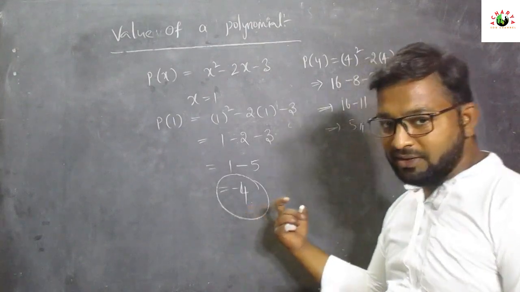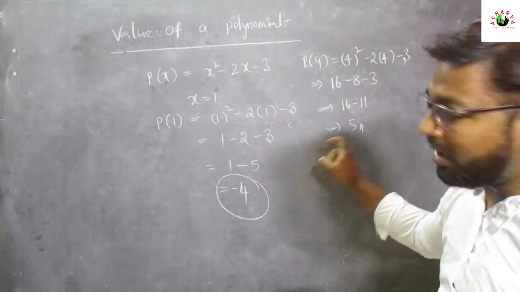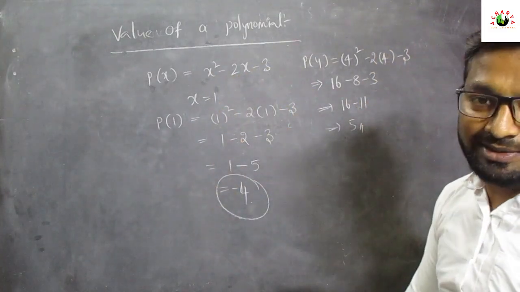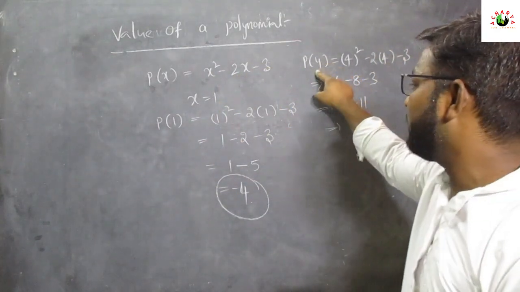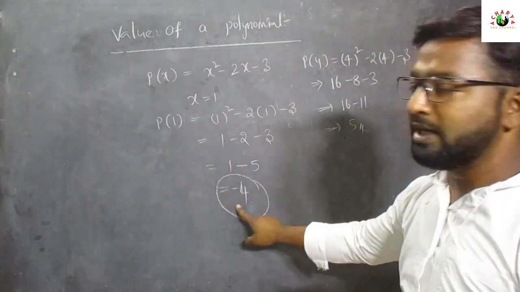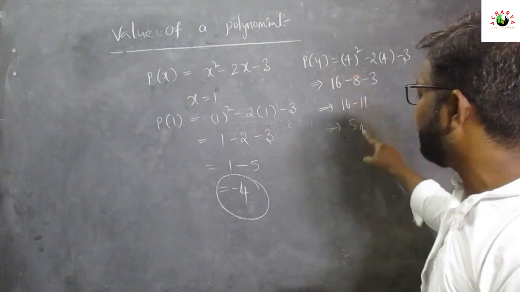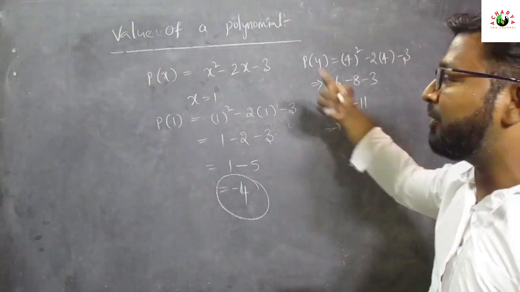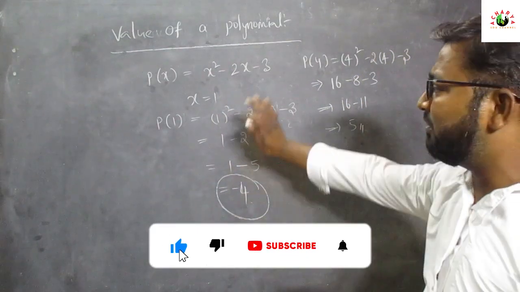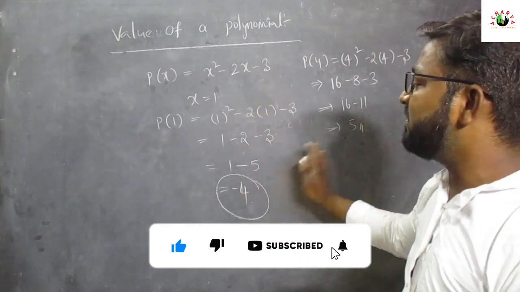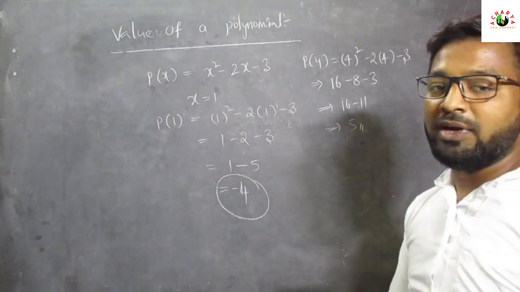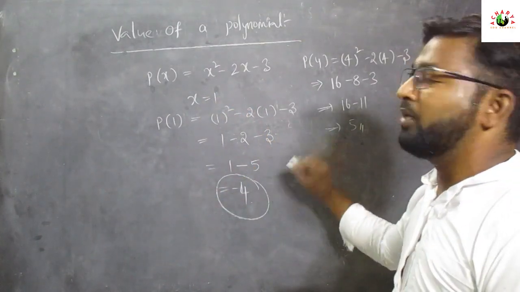Here, what is the 5? 5 is the value of polynomial p of x equal to x square minus 2x minus 3 at x is equal to 4. Here at x is equal to 1 what is the value? Minus 4. At x is equal to 4 what is the value? 5, of the polynomial p of x equal to x square minus 2x minus 3. The polynomial is same here. Values will be changed as per the values of x. This is the value of polynomial.